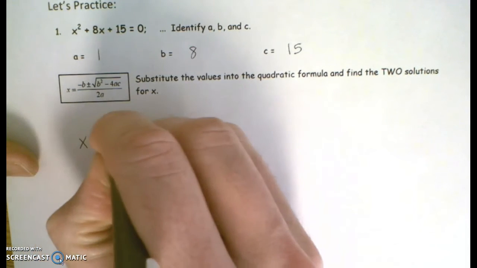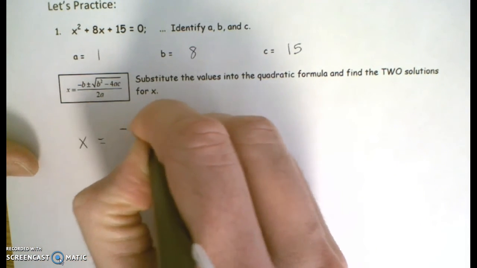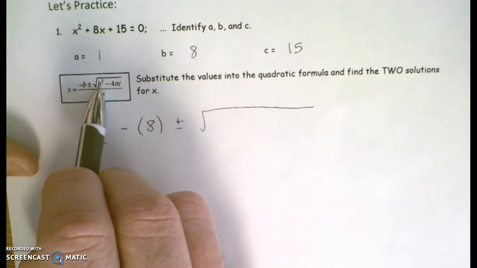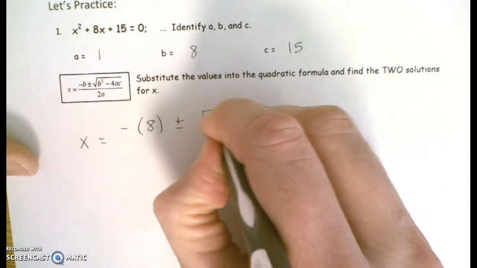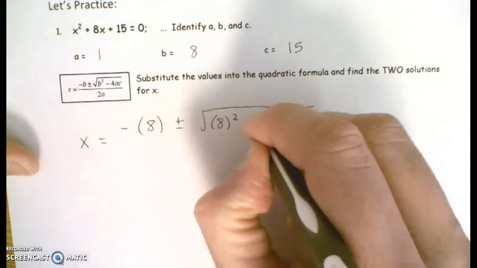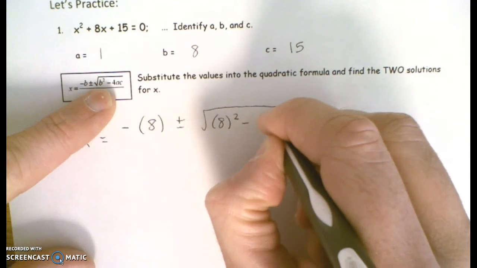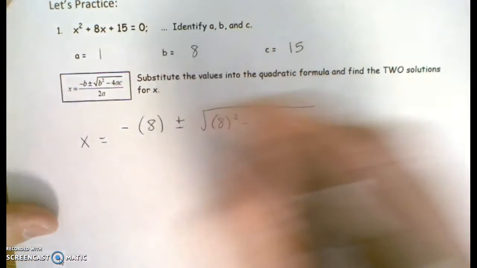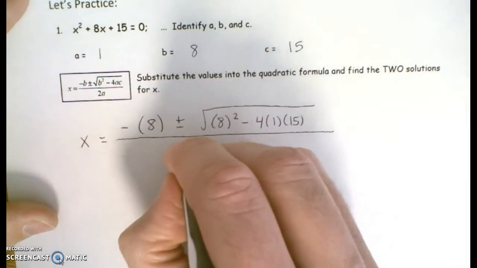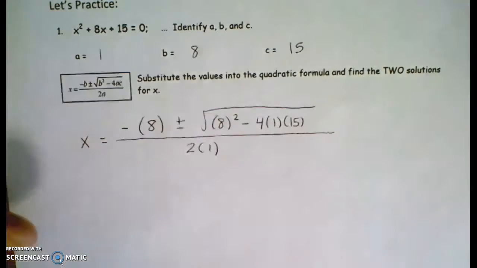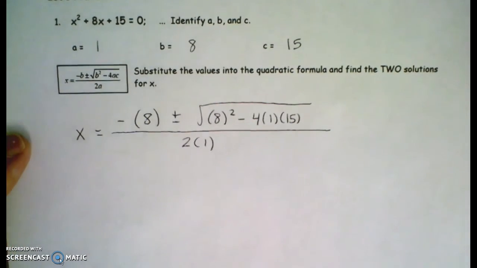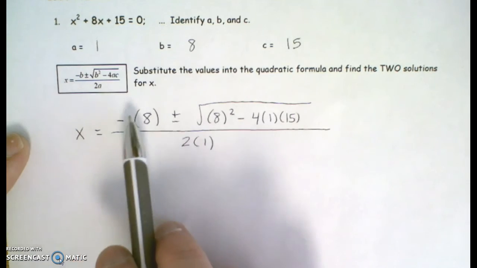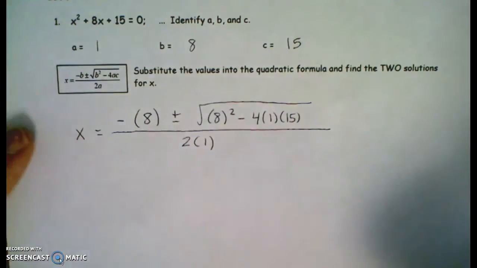So I have negative, I'm going to put it in parentheses, 8 plus or minus the square root of, I'm replacing b again, so it's 8 squared minus 4 times my a value, 1, times my c value, 15, all over 2 times 1. So right now I'm just plugging in these values for a and b and c into the formula. I'm using parentheses to help with my plugging in.